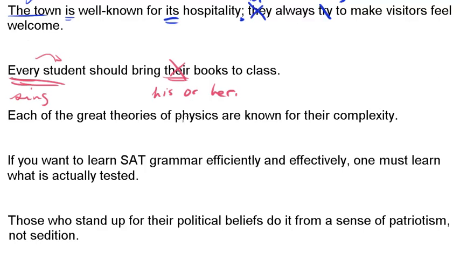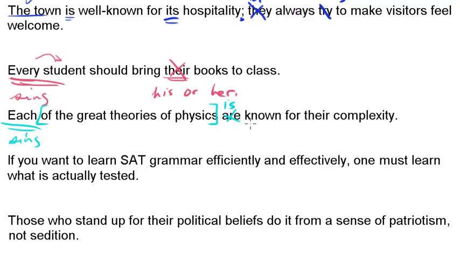Next question. "Each of the great theories of physics are known for their complexity." Again, "each" is going to be singular, regardless of this prepositional phrase, which, of course, is plural, right? "The great theories of physics" is plural, but this is a prepositional phrase, and it's not going to affect the conjugation of verbs or the declension, I guess, of pronouns in later parts of the sentence, in the predicate, in the main part of the sentence. So, therefore, if this is singular, this is going to have to be "is."